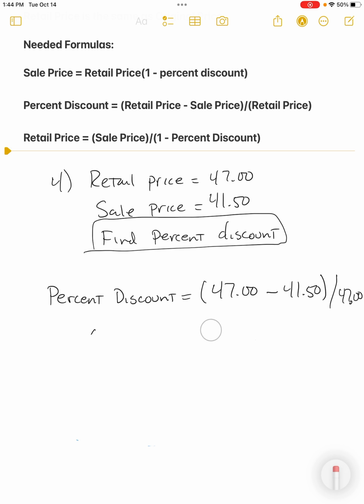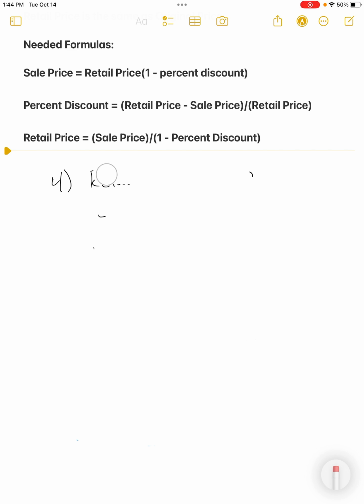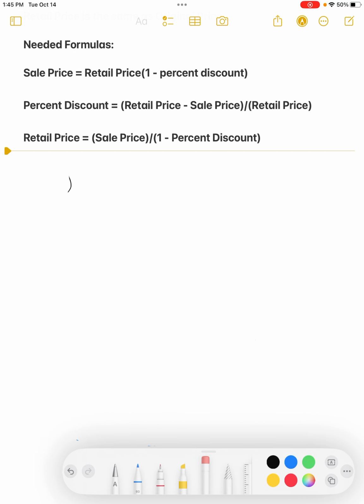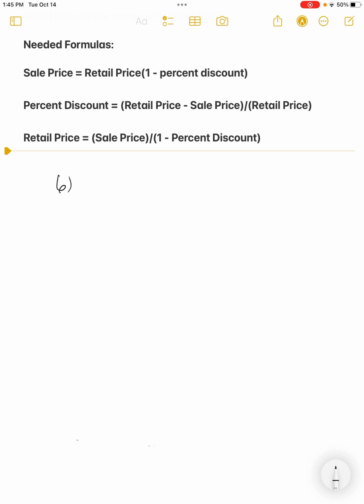The third type of question is here. Let's see if it's problem number 6. The third type of question is, get back to black, find the retail price. So let's go find one. Number 6 does that. So they kind of alternate and have you find all aspects of it.